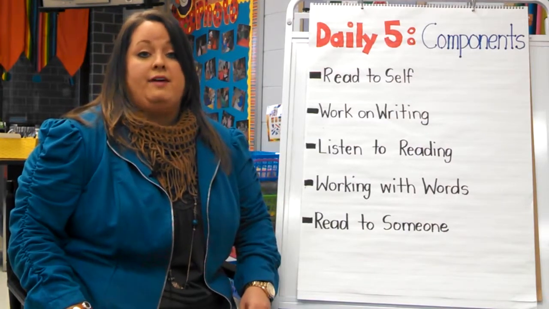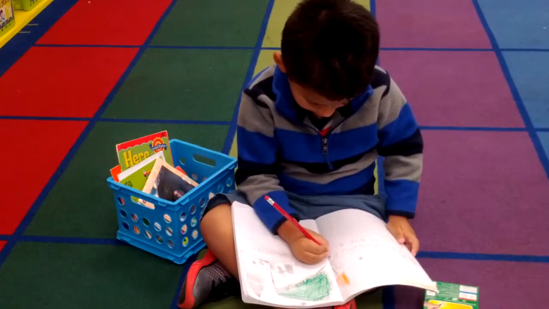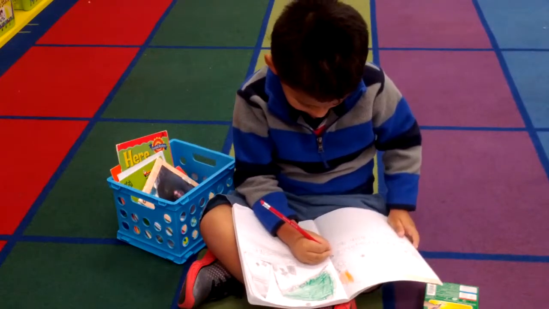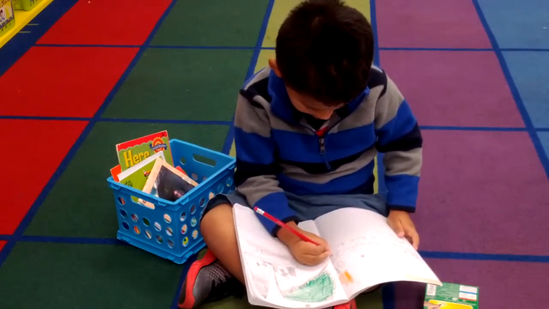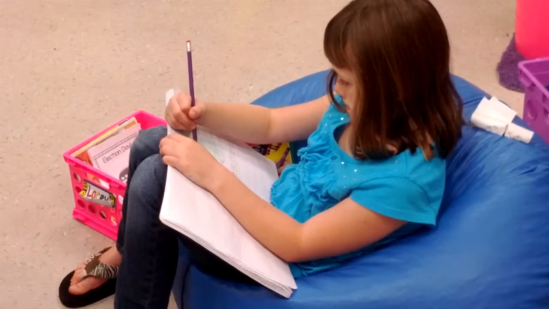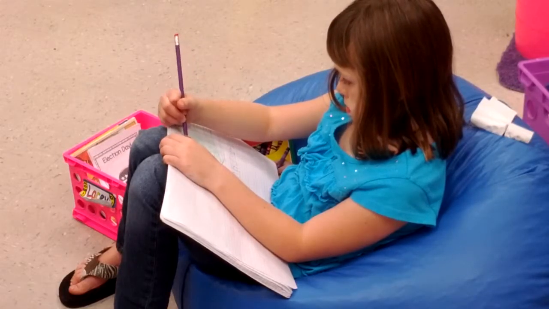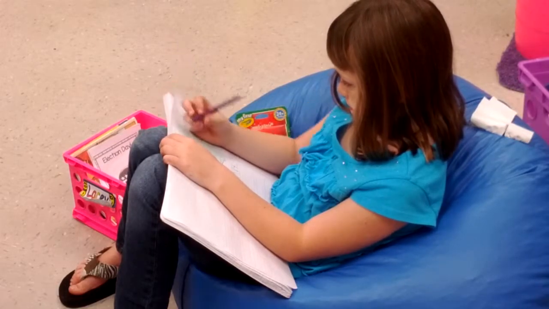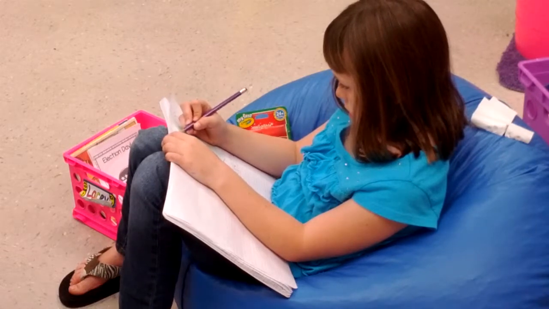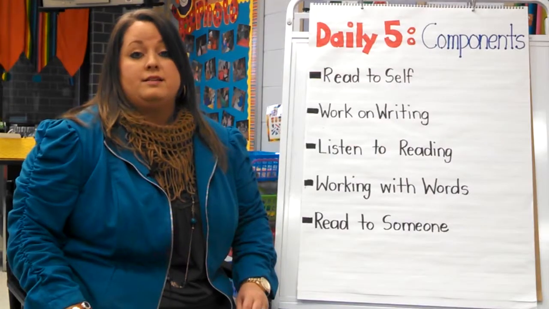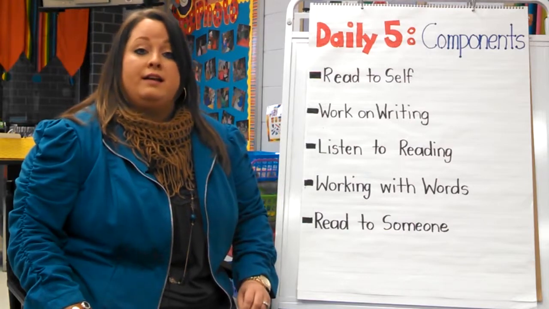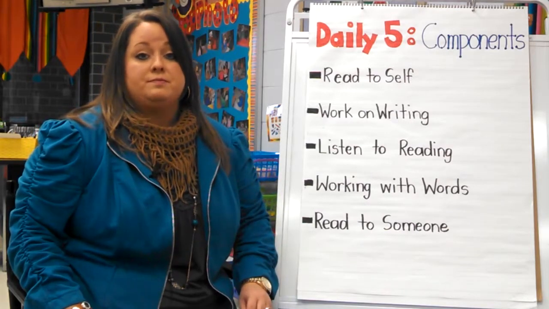Another choice that they have is Work on Writing. Work on Writing is a very similar task to Read to Self. They get their book basket, they find a place in the room that they can write, and they write the entire time by themselves. They have their crayons and their pencils in their baskets to ensure that they can do great writing with good illustrations.